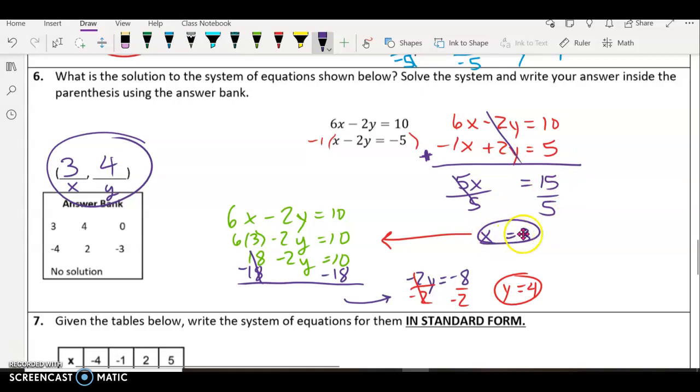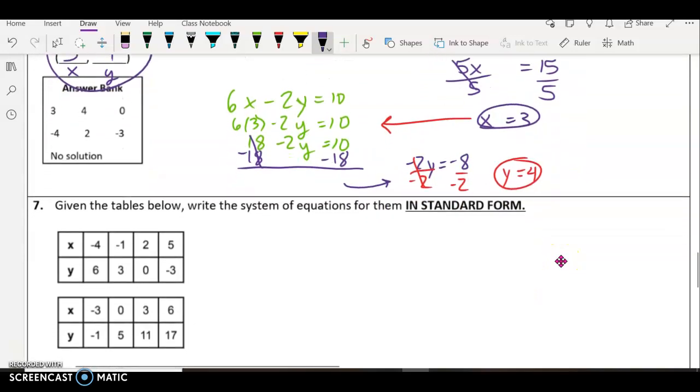So I found the x first and got 3, and then I replaced x with 3 in the top equation. You could have used either equation, keep that in mind. And I solved and found that y was 4. And make sure you write them in the correct place. When you write a solution, x goes first and y goes second, just like in the alphabet.